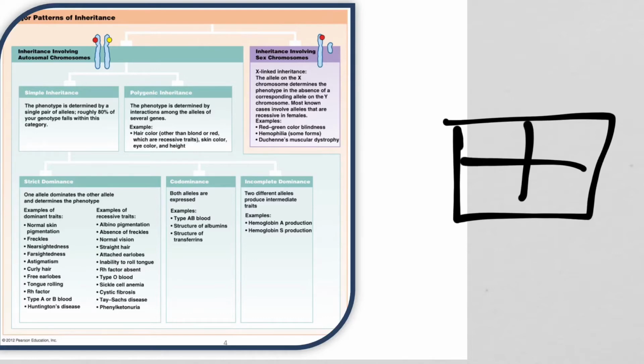In Punnett squares, mama's genotype is always shown across the top, and papa's genotype is always shown down the side.